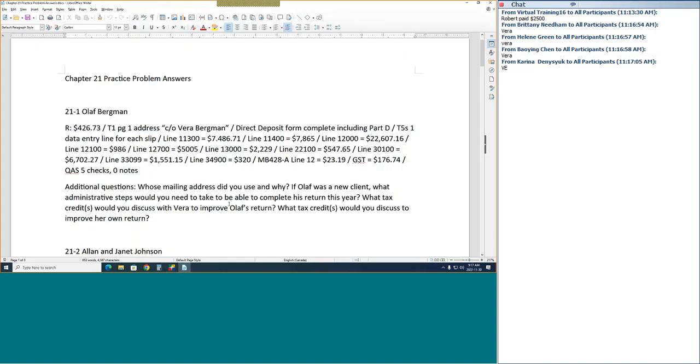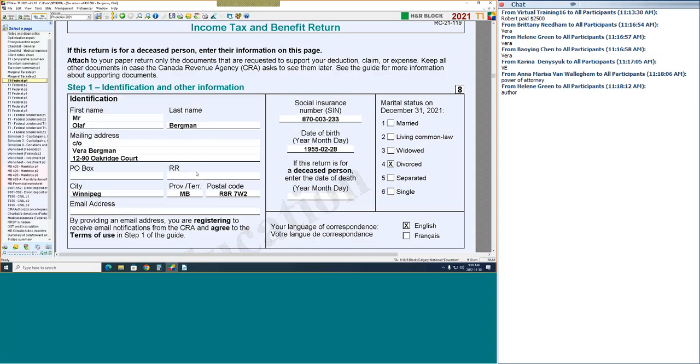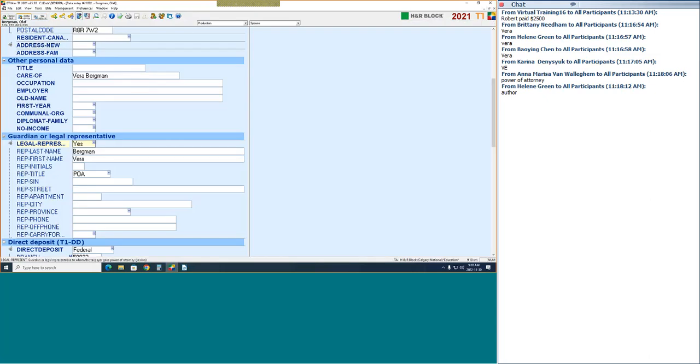Okay, good. If Olaf was a new client, what administrative steps would you need in order to complete his return this year? What would you have to do for Olaf? You would have to send the power of attorney to the CRA, so you're going to scan it and you're going to send it to them and let them know. And then, thank you, Helene, you're also going to need to generate a CRA authorization form.